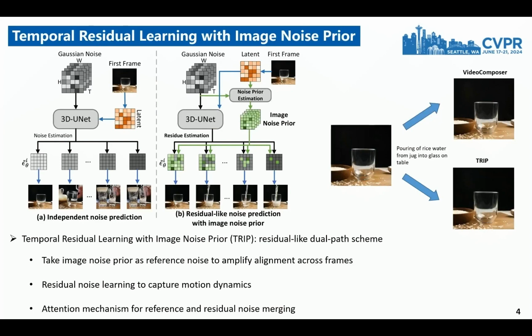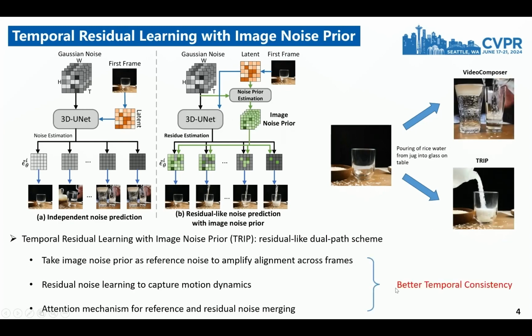Specifically, the image-noise-prior is first attained through a one-step backward diffusion process based on both the static image and noise video latent codes. With the image-noise-prior as a reference, a residual path that employs 3D-UNet captures motion dynamics and predicts residual noise. And then, both the reference and the residual noise of each frame are dynamically merged via an attention mechanism for final video generation. From the result, we can see that our TRIP has better temporal consistency.